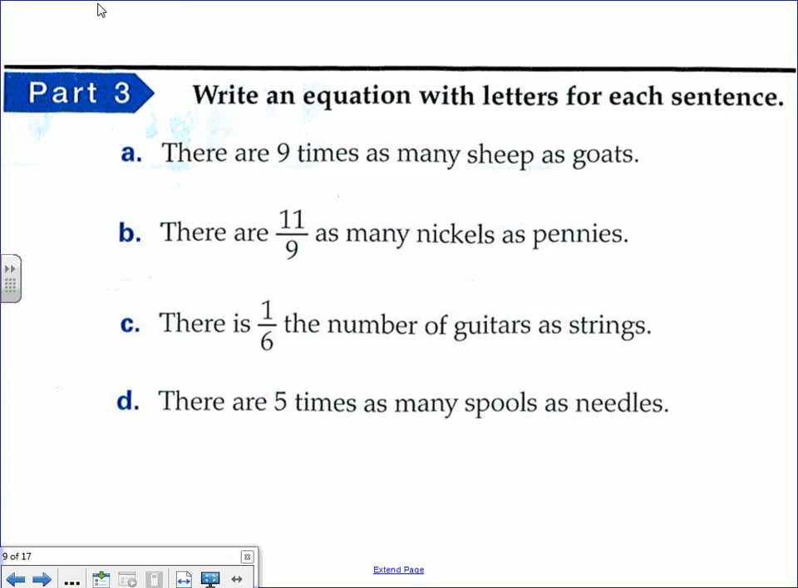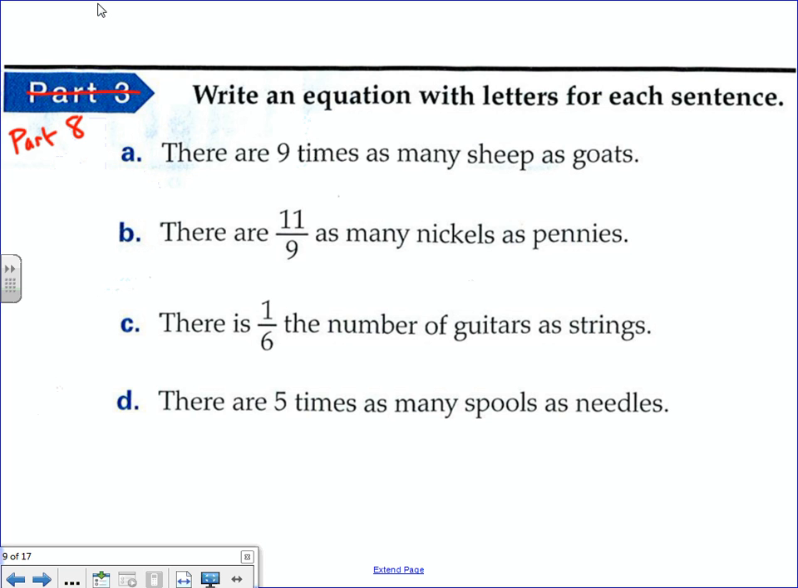Now we're going to look at some problems for part 8 of your test. So now we're going to review for part 8. And we're just going to write the equation with letters for each sentence here. Actually, we don't have to solve these, we just have to write the equation.